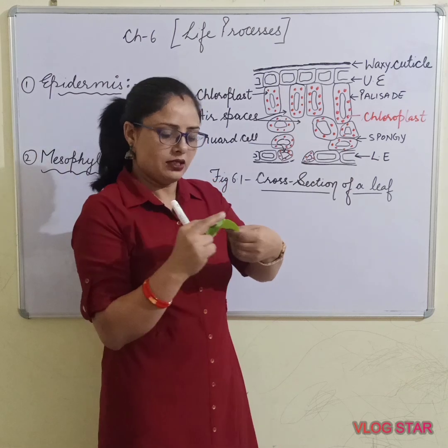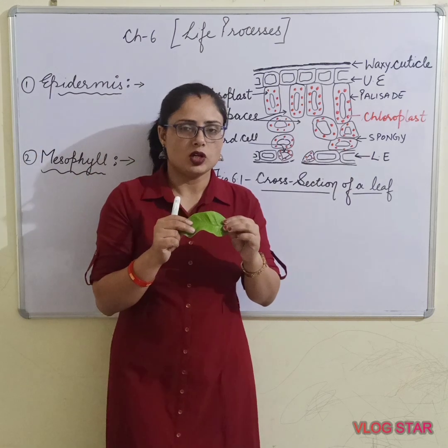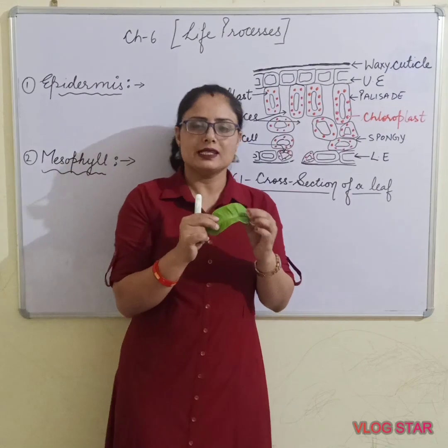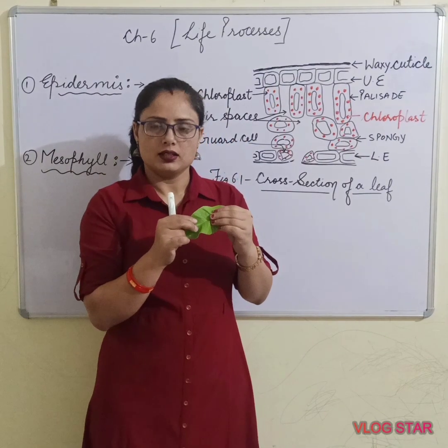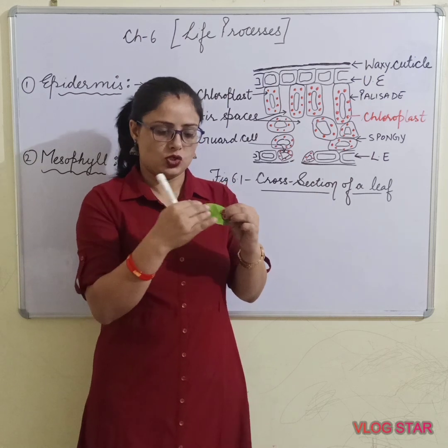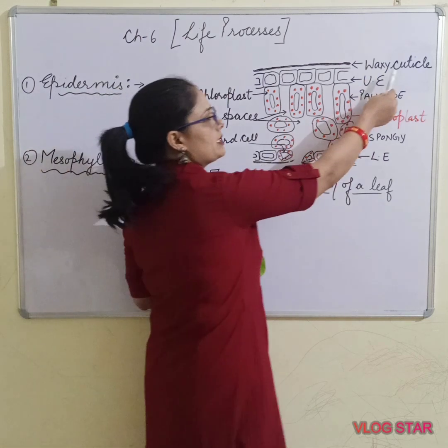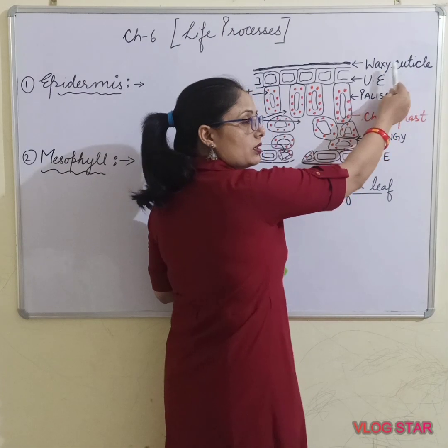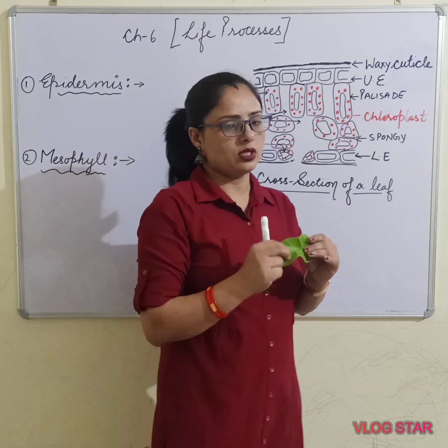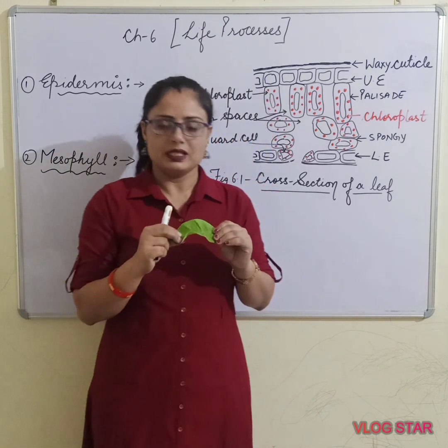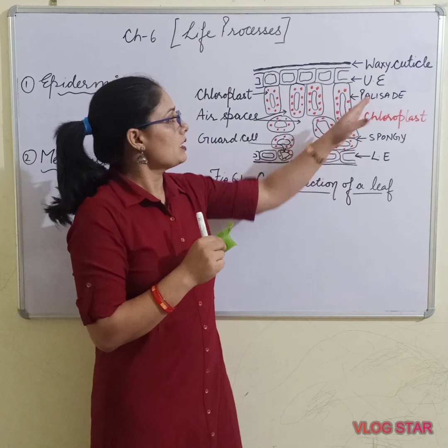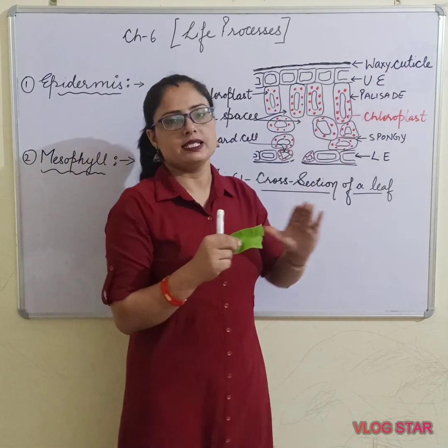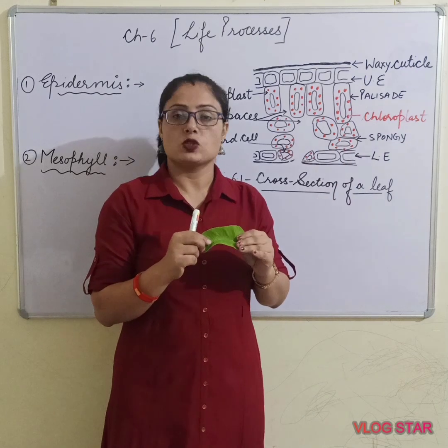Fine. And if you deeply observe any leaf, then you will find that this upper surface is a little shiny. This shine is due to a layer present on it which is the cuticle. So this cuticle is very important for the leaves because it is impervious to water and it prevents transpiration.